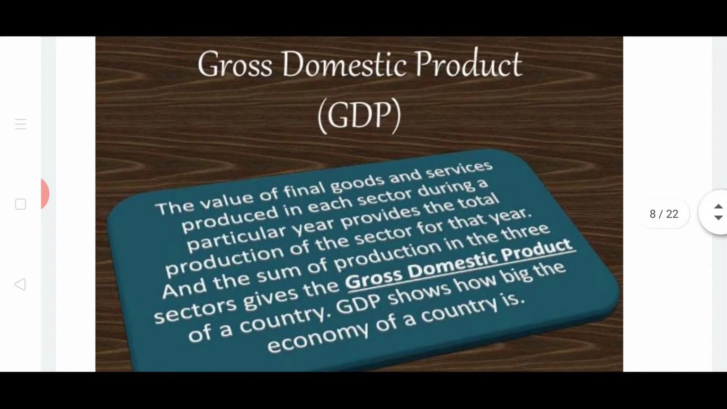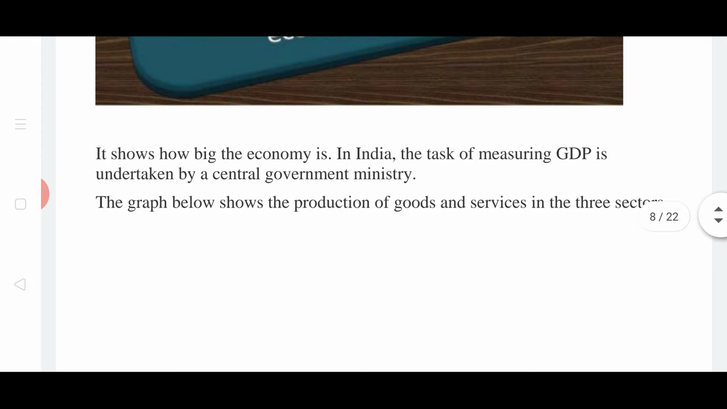So here you can see the value of final goods and services produced in each sector during a particular year provides the total production of that sector. Suppose there are three sectors; we take the sum of production of each sector, then add the total production of all three sectors, and that is called GDP. It shows how big the economy is. In India, the task of measuring GDP is undertaken by a central government ministry.